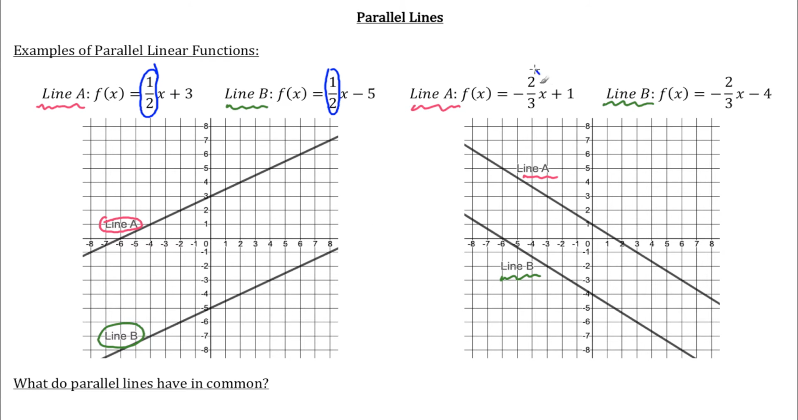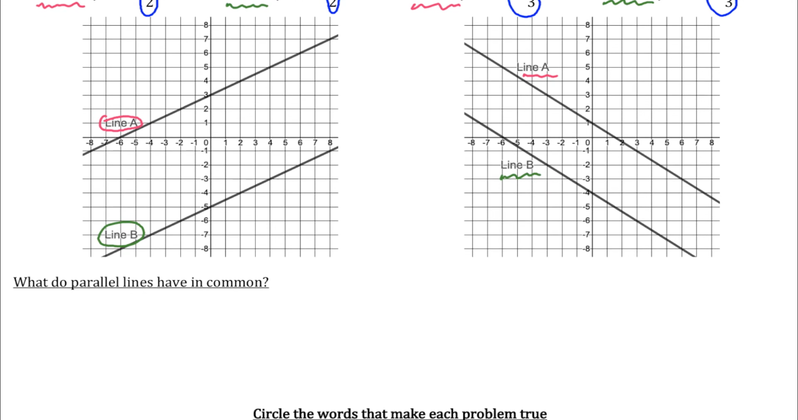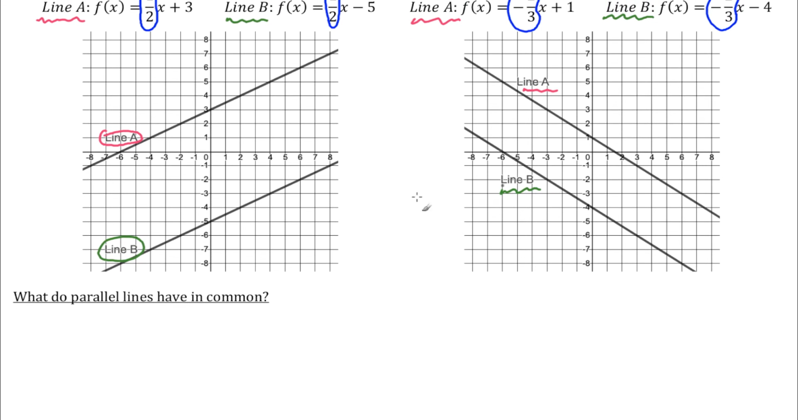So let's look at these. This is negative 2 over 3, negative 2 over 3. So even though their y-intercepts are different, they both go down 2 over 3, down 2 over 3. Every time this one goes down 2 over 3, this one goes down 2 over 3, so they never touch. So what do parallel lines have in common? What makes them parallel? By definition, parallel lines have the same slope.